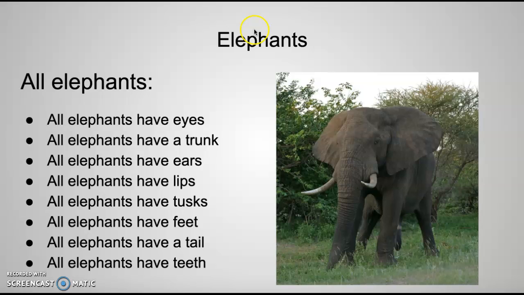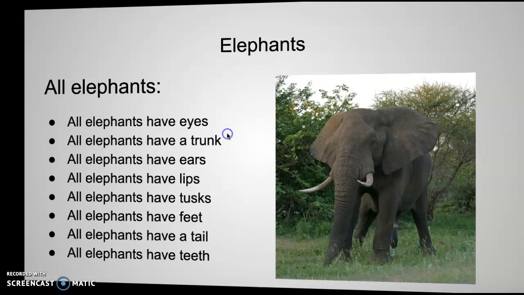Now let's go over the parts of elephants. All elephants have eyes. All elephants have a trunk. All elephants have ears. All elephants have lips. All elephants have tusks. All elephants have feet. All elephants have a tail. All elephants have teeth.